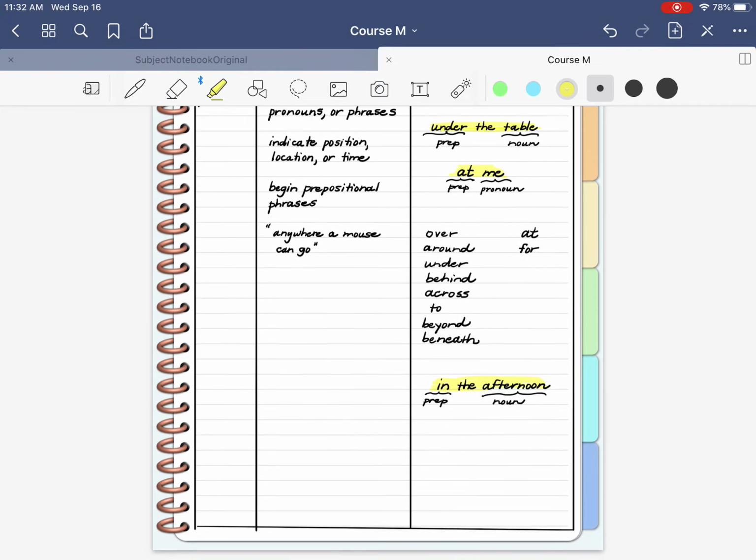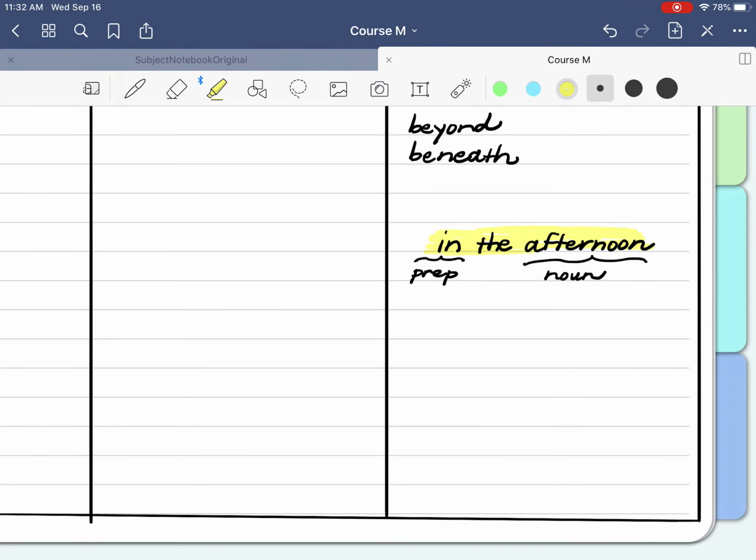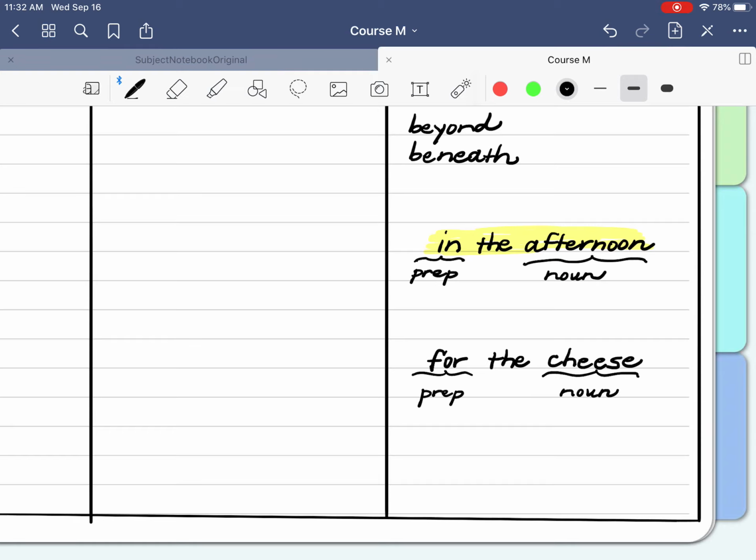Let me show you a couple more just with for and to. For was the one that I had trouble with. I just had to memorize that it was a preposition. For the cheese. The mouse goes for the cheese. There's the preposition. There's the noun. Could be a pronoun, but usually it's a noun. And there's the phrase, the prepositional phrase.